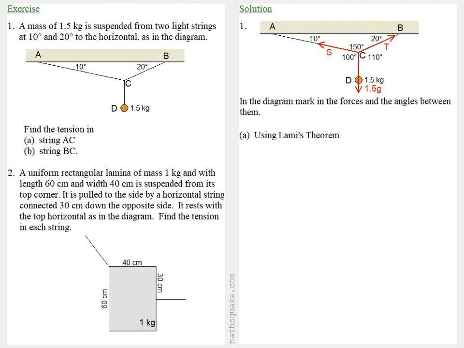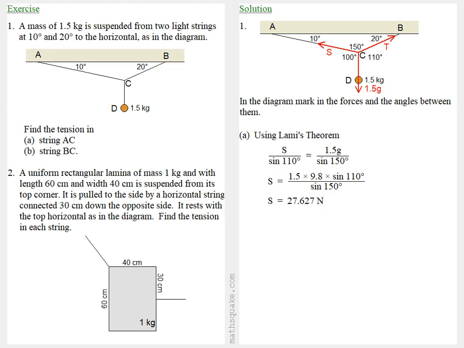So we can then use Lami's theorem, and that says S over the sine of the angle opposite, so that's S over the sine of 110 degrees, is equal to 1.5g over the sine of 150 degrees. Well, g is 9.8, and if we multiply both sides by sine 110, we get S is 1.5 times 9.8 times the sine of 110 all over sine of 150, which works out S is equal to 27.627 newtons.